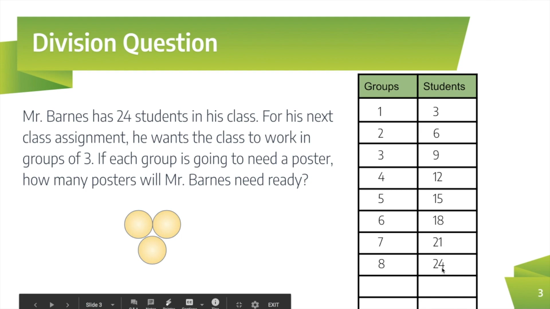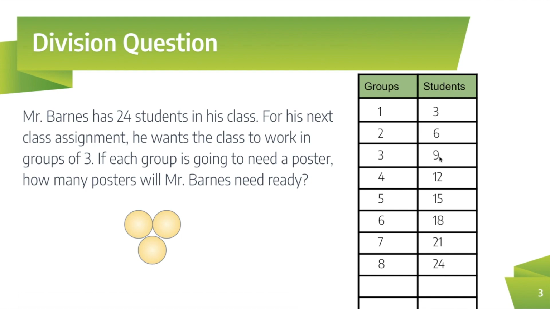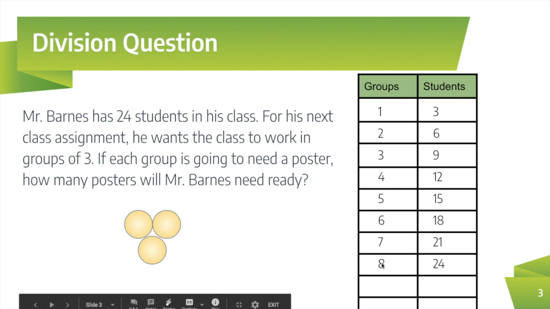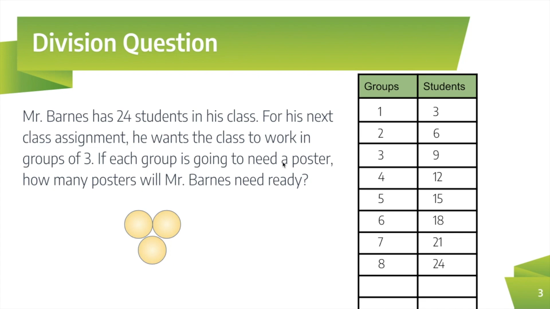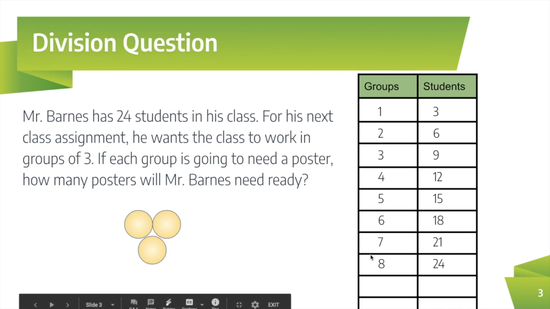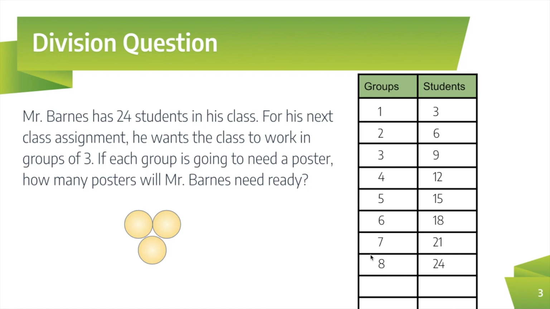Boom, there we go. That's how many students we have, I should say. And so it looks like Mr. Barnes is going to have 8 groups. 8 groups would make 24 students. Since he's giving each group one poster, that means he's going to need 8 posters. And so we were able to use the table to solve this.